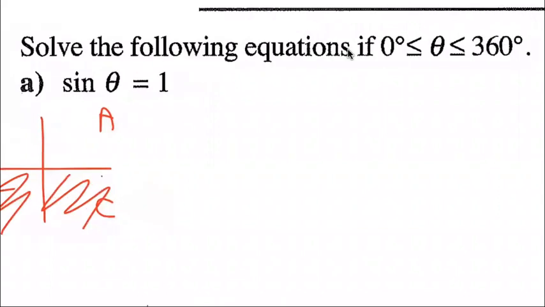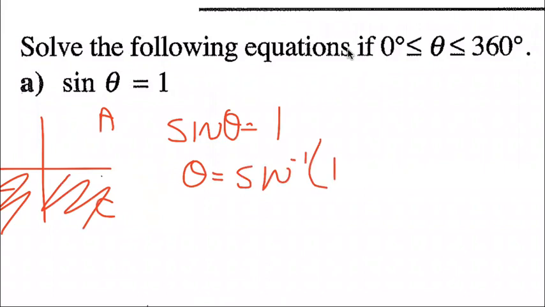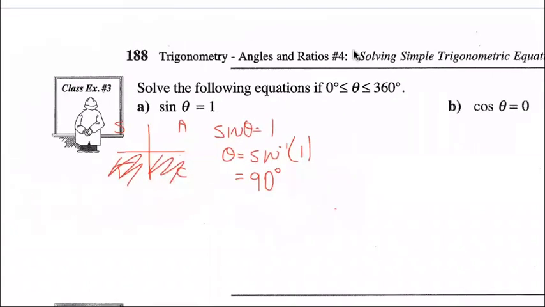I determine what my reference angle is. If sine of theta is equal to 1, then theta is equal to the inverse function of sine of 1, which is equal to 90 degrees. Double check. Second function sine 1, 90 degrees. So my reference angle is 90 degrees. Okay? This is a tricky question.